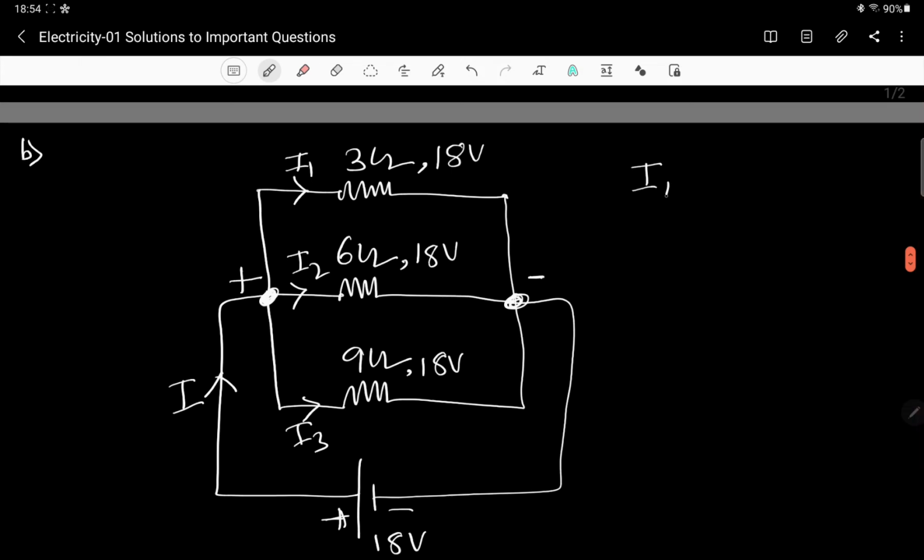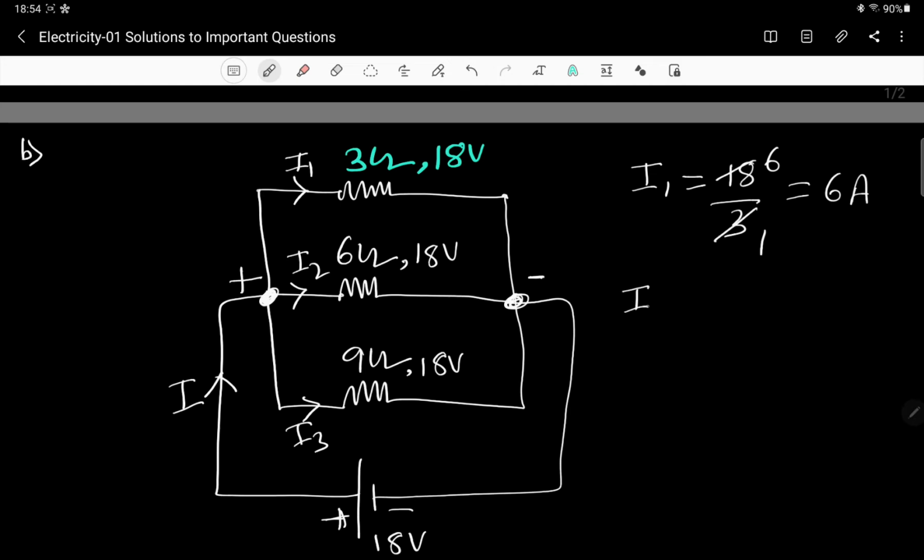Now I1 is equal to, what is the formula? I equal to V by R, according to Ohm's law. Now what is the value of V here? 18 volt. What is the value of R? 3, right? So that is going to be 18 divided by 3. So 3 ones are 3, 3 sixes are 18, so it is going to be 6 ampere.